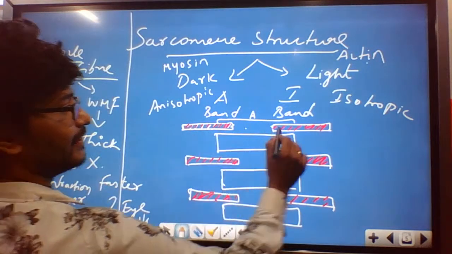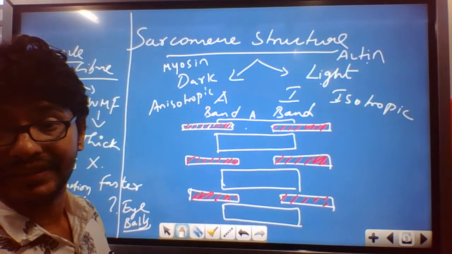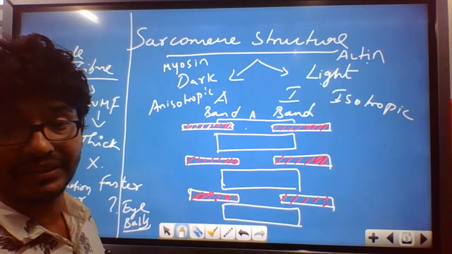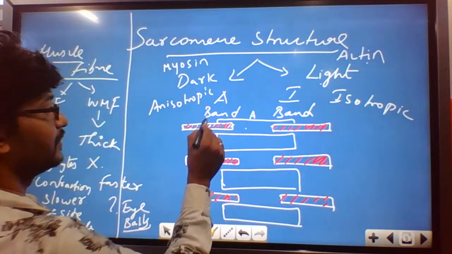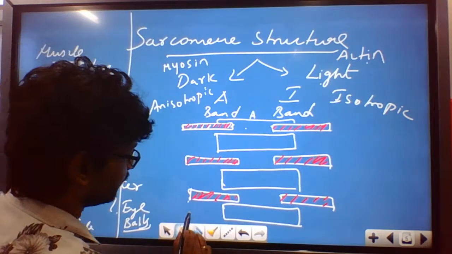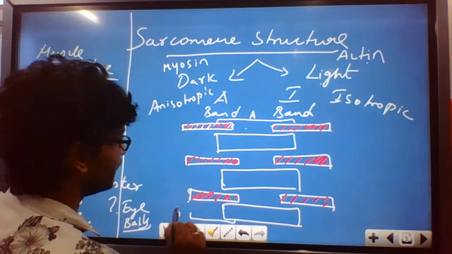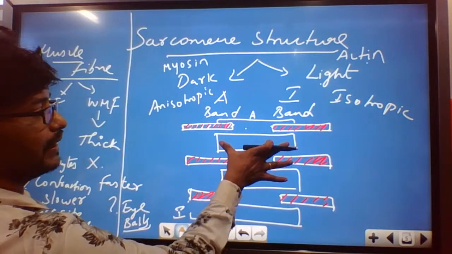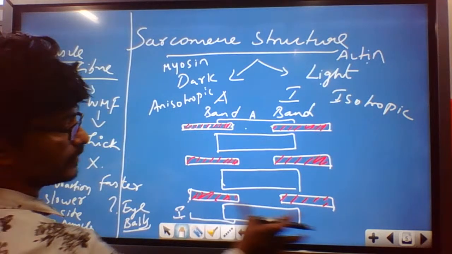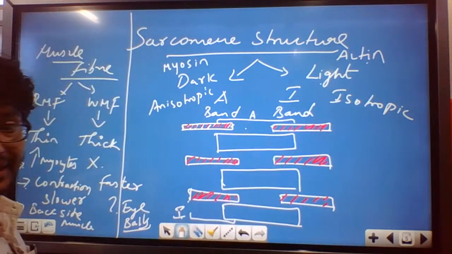And this red shaded region, we call it the I band. So this red region, from here to here, is what we call I. This complete middle part is A, and the overlapping red shaded region is what we call I.